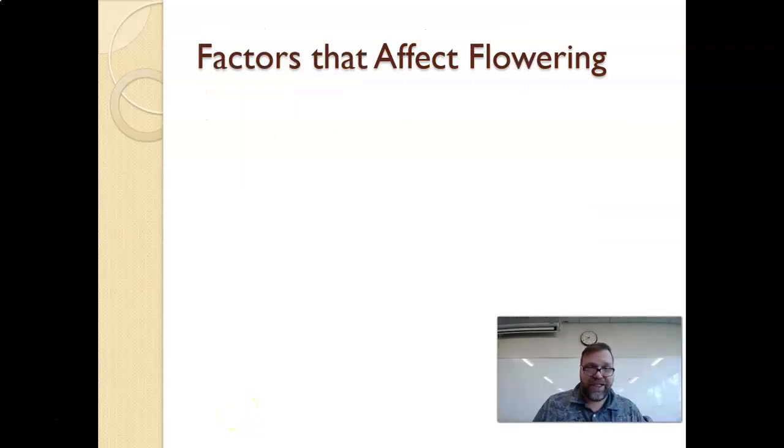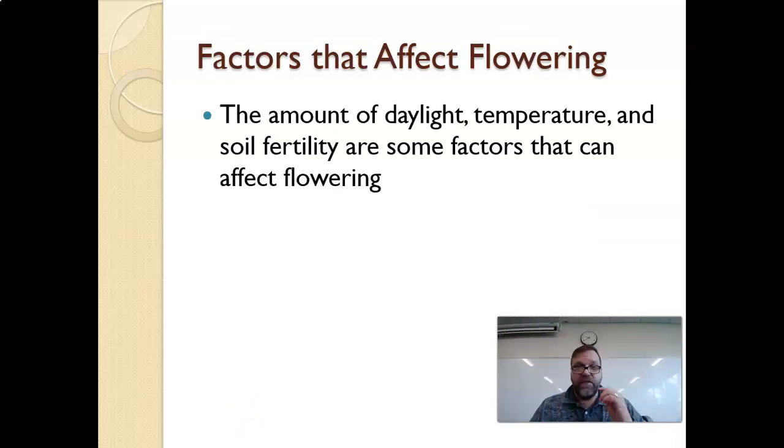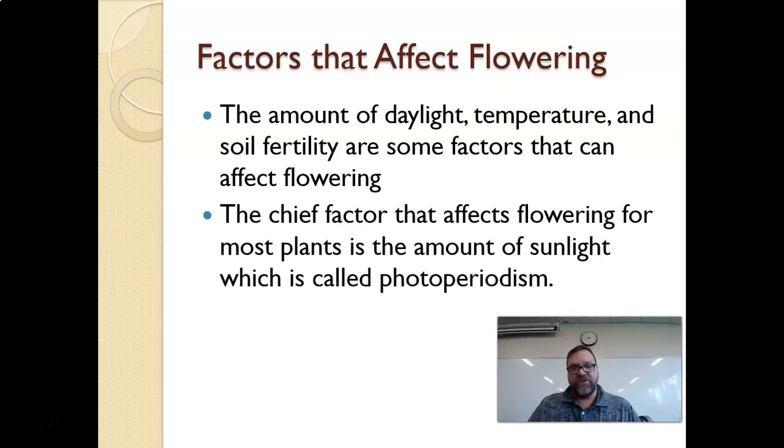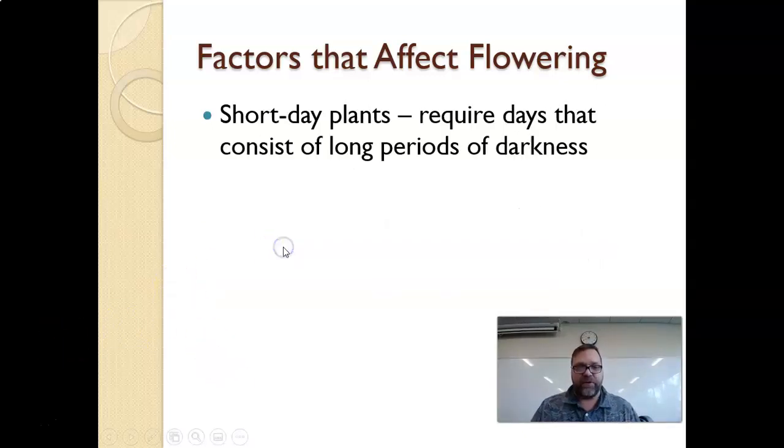Factors that affect flowering. The amount of daylight, temperature, and soil fertility are all factors that can affect flowering. The chief factor that affects flowering for most plants is the amount of sunlight, which is called photoperiodism. Remember we had photo from our first unit, photosynthesis. Photo means light. So periodism means the period of light that a plant gets. The certain period of light that a plant gets might affect its flowering.